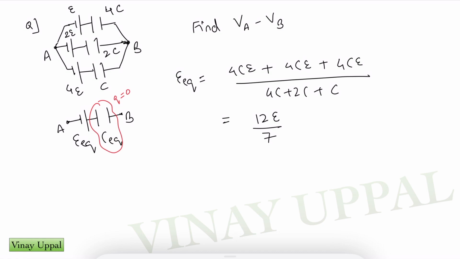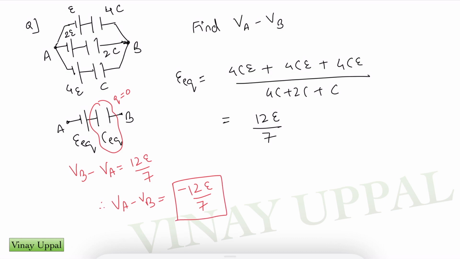So I can basically write that VB minus VA should be equal to E equivalent, which is 12E by 7. And therefore my answer, I have asked you VA minus VB, so VA minus VB would be minus 12E by 7. So I hope you've understood how we solve this question very quickly without resorting to Kirchhoff's laws.